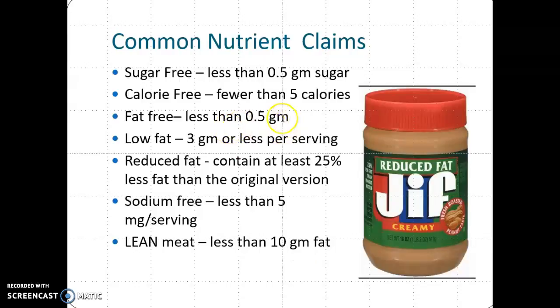So common nutrient claims would be sugar-free, fat-free, low-fat. So here's a reduced fat example. Reduced fat just means it contains at least 25% less fat. This is actually required by the FDA. It has to contain 25% less fat than plain regular peanut butter. So there are very specified amounts in order to make these claims.